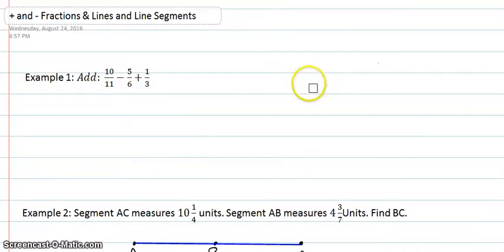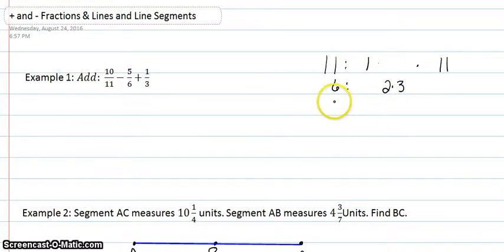So I'm going to factor the 11. It'll be 1 times 11. Then I'll factor the 6, which would be 2 times 3. And then I'll factor the 3, which is 1 times 3. So we've got the ones that line up, but 1 times any number doesn't change that number, so we don't need to include that. But I'm going to bring down my 2.